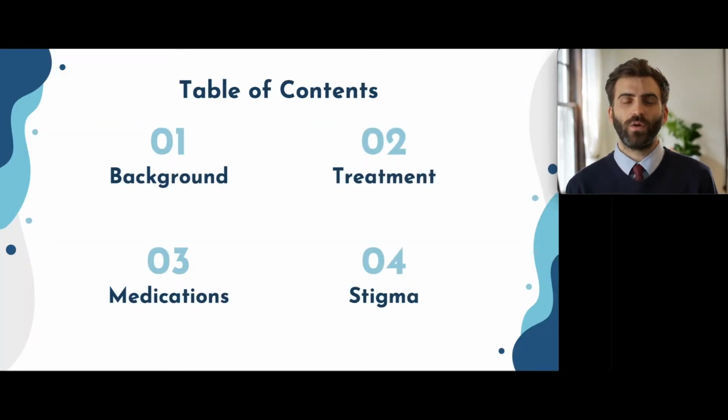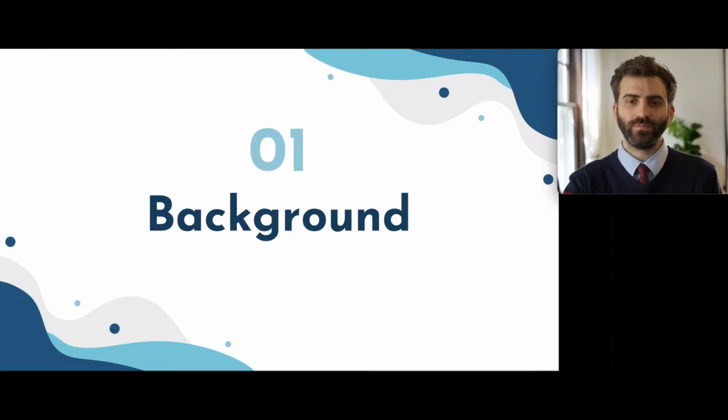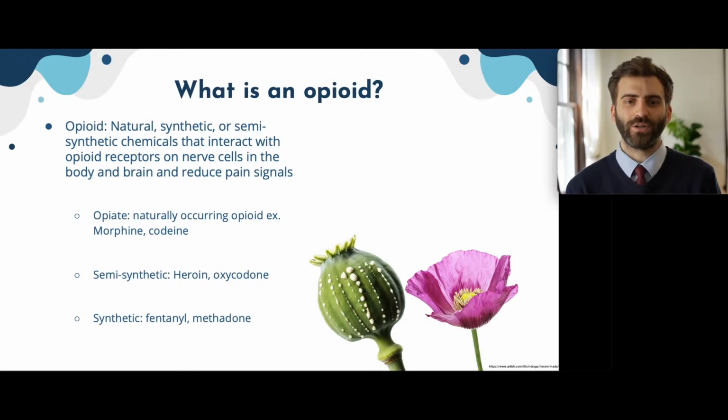This presentation will be separated into four major sections. First, I'll start with some background by defining what an opioid is and going through some historical context in regards to opioids and the opioid epidemic. Then I will go through the guidelines and what they say about how to treat these various opioid-related disorders. Third, I will go a little more in detail into the medications, and finally, I will address stigma. So without further ado, let's go into some background information.